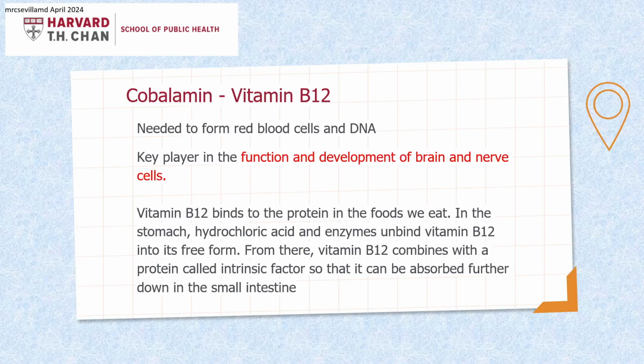Vitamin B12 or cobalamin is important in the formation of red blood cells and DNA, and also plays a major role in brain and nerve cells. Although it is quite accessible in the food that we eat, cobalamin still needs to be released from food by stomach acids, after which it combines with the intrinsic factor protein to allow greater absorption.